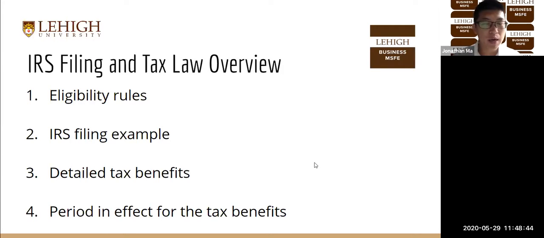So here's the IRS form filing, the tax law, and the detailed tax benefit. There will be 4 parts. Part 1 is the eligibility rules to create this fund. The second is the IRS filing example, where I will show the IRS form that we are using. The third is the detailed tax benefit. And the last one is the period in effect for the tax benefit.